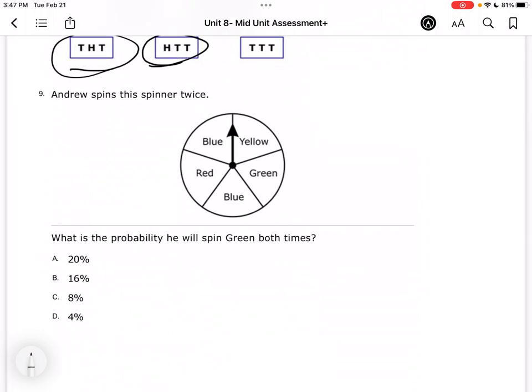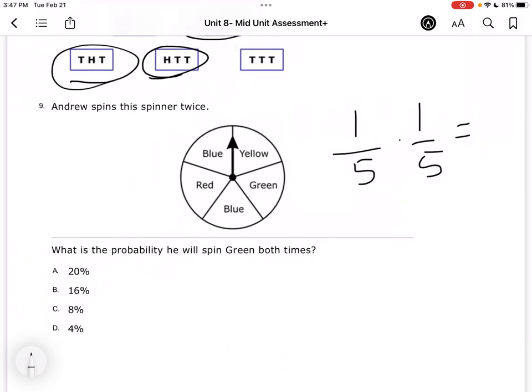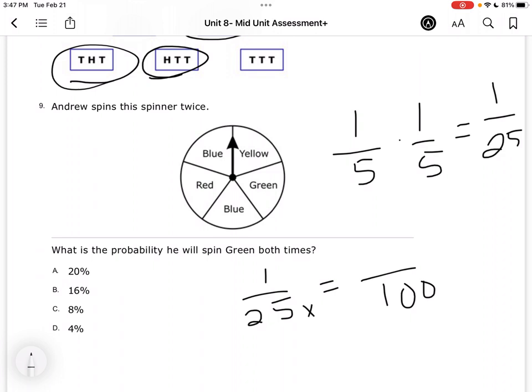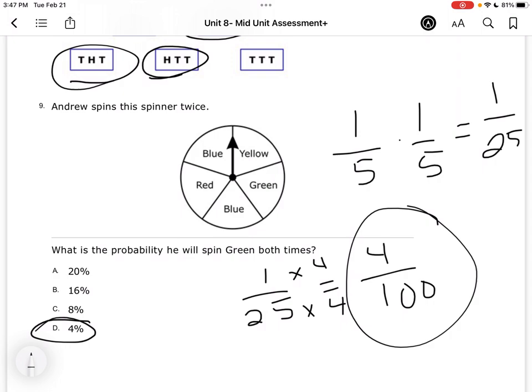Okay, he spins the spinner twice. What is the probability he will get green both times? So that's 1/5 times 1/5, which would be 1/25, right? So 1/25, and if I want to get to 100, I'm going to multiply by 4. So that would be 4 out of 100, so that would be 4%.